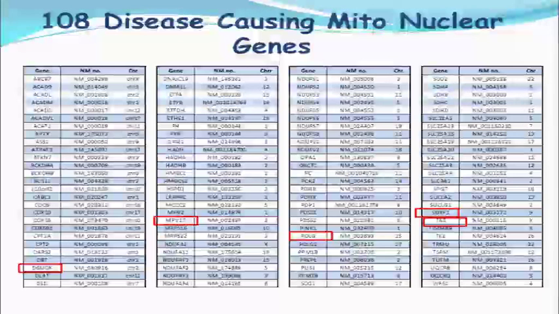And here is a very busy table. It shows there are 108 nuclear genes that are well known to cause mitochondrial disorders. Some of them are the most common ones causing this condition, for example POLG, TAS, SURF1, and MPB17.